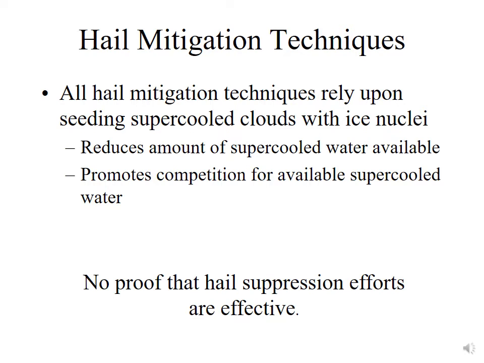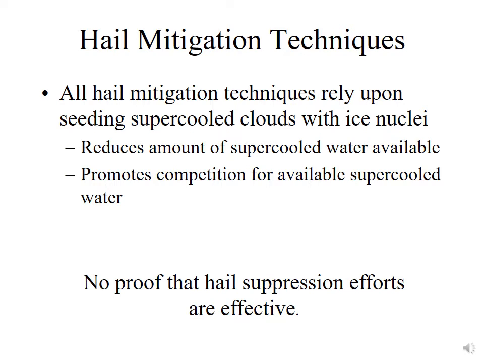If you increase the number of ice crystals, you also promote competition for the available supercooled water. And instead of having all of that supercooled water end up on a few really large ice crystals that turn into hailstones, it'll be distributed on a whole bunch of ice crystals, and you'll get light rain out of the cloud as opposed to hail.